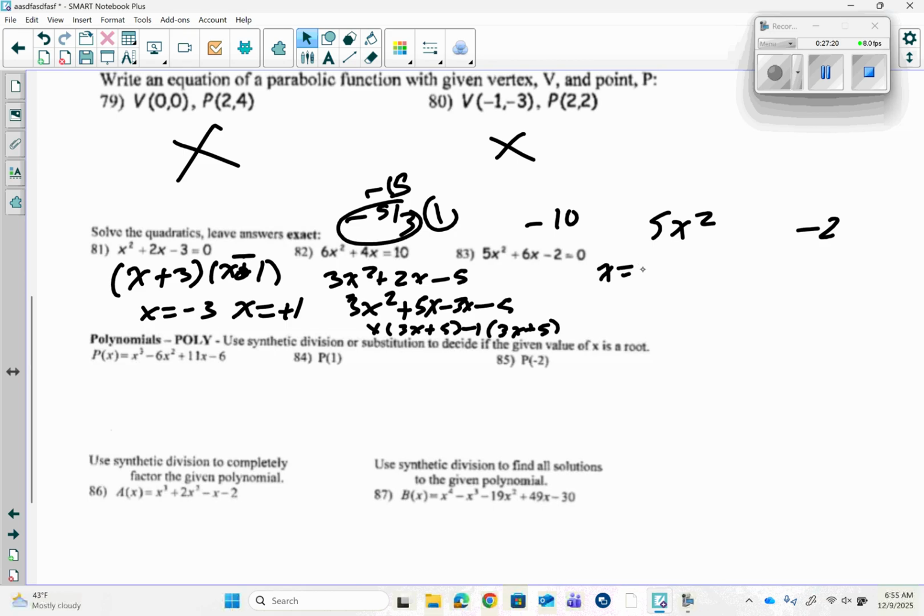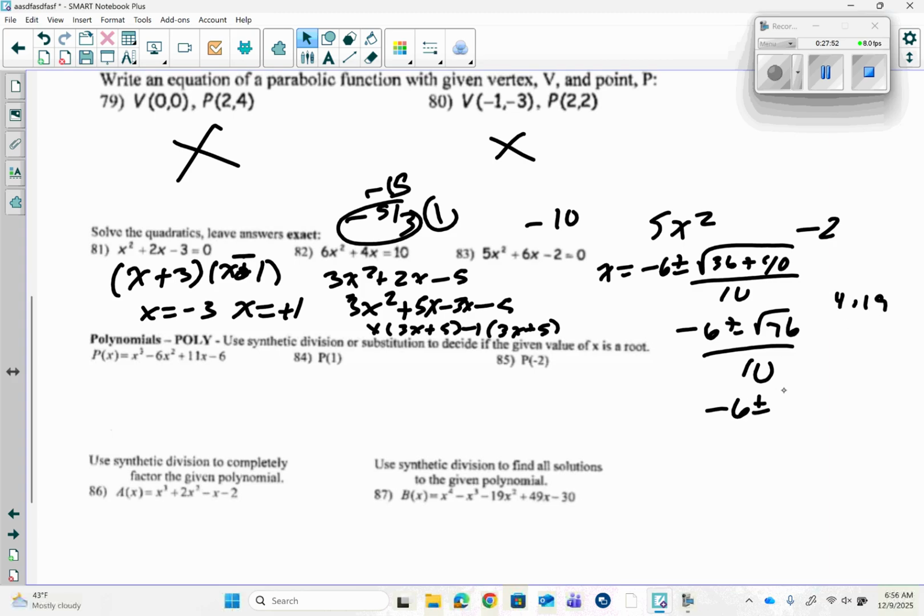So I'm going to get x equals negative 6 plus or minus the square root of b squared, which is 36, minus 4 times a, which is 5, times c, which is negative 2. So that's plus 40, all over 2a. So I'm going to get negative 6 plus or minus root 76 over 10. Does 76 break down? Yeah, it breaks down to 4 times 19. So that's going to give me negative 6 plus or minus 2 root 19 over 10. These are all divisible by 2, so I'm going to get negative 3 plus or minus root 19 over 5.